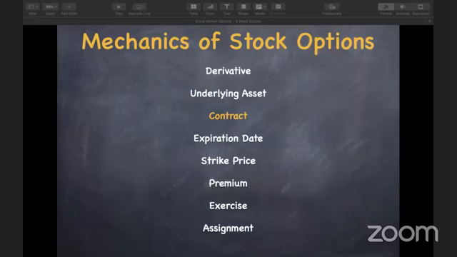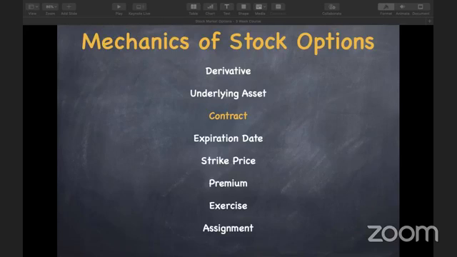Just to recap, we know that stock options are derivatives. That's an asset class in which their value comes from some other place. Where that value comes from is an underlying stock or ETF, which would be called the underlying asset. All right. Essentially, stock options are contracts. They're an agreement between a buyer and a seller. And those agreements all have an expiration date, what is the most unique feature of options.